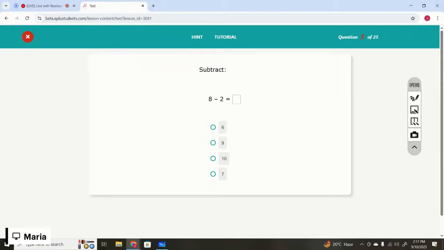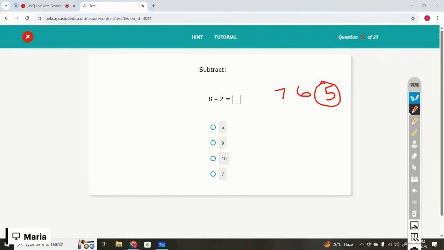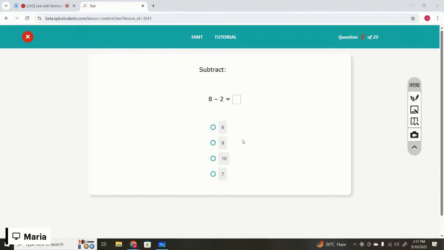Okay, 8 take away 2. Start with 8 and go back by 2 digits. So it would be 8, 7, 6. So you end up on 6. So 8 take away 2 is 6. Option number 1 is the correct option.